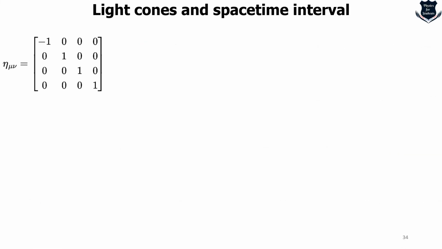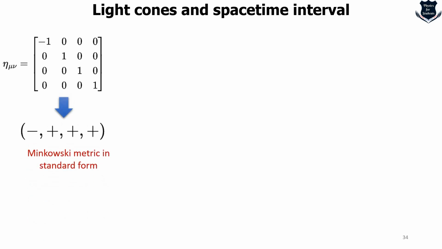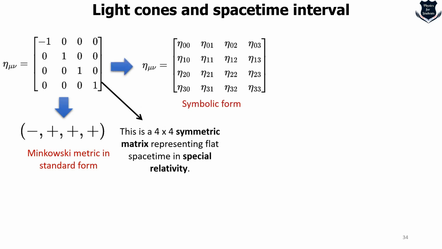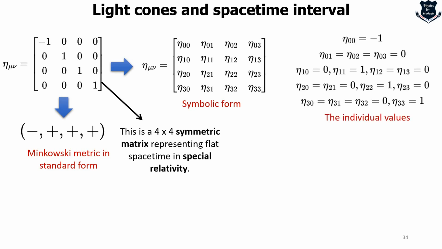Now, as we have learned about the Minkowski metric, which is this eta, it can be written in matrix form as minus plus plus plus, and this can be further described as a 4x4 symmetric matrix. In a symbolic form, it is written as eta 00, eta 01. But don't worry, these eta 00, eta 01 all have values. And you can see it is minus 1, then some are 0, then some are 1. So it can be put in here. So that is how it looks.